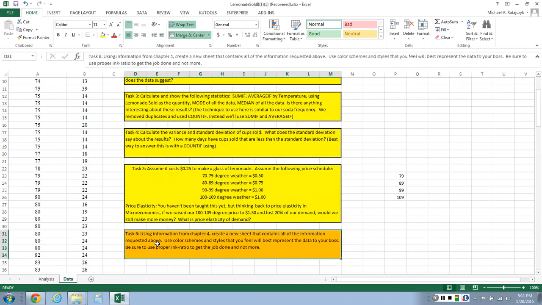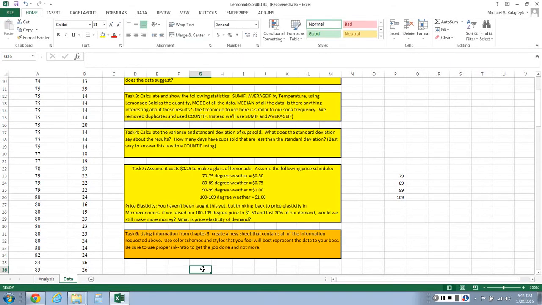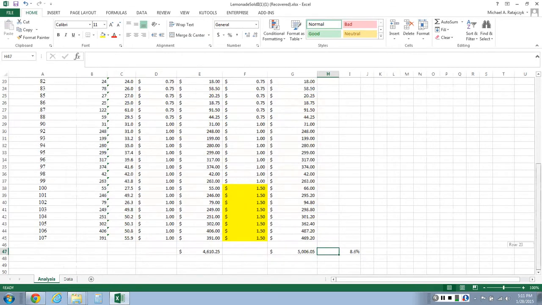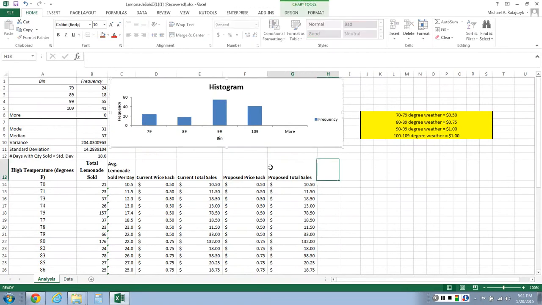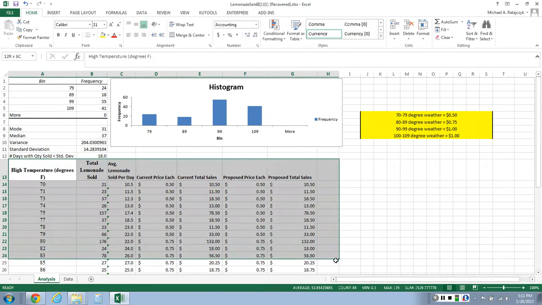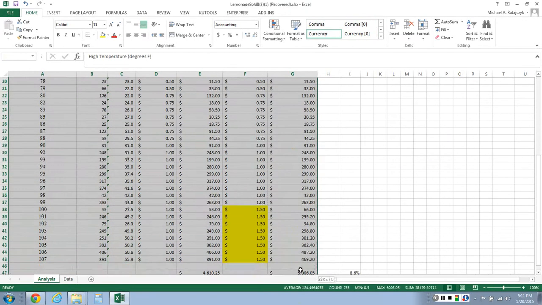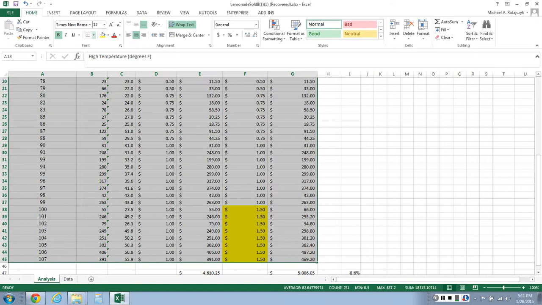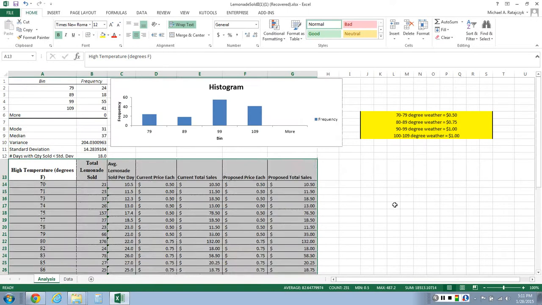And last thing, task 6, using the information from chapter 3, sorry, that should say chapter 3, sorry about that. You've already done that in the analysis tab. That's why I was saying move over to the analysis tab, because now you've got some good information. This is a table of information down here, just like we talked about in class. It's a rather long table, but it's a table.